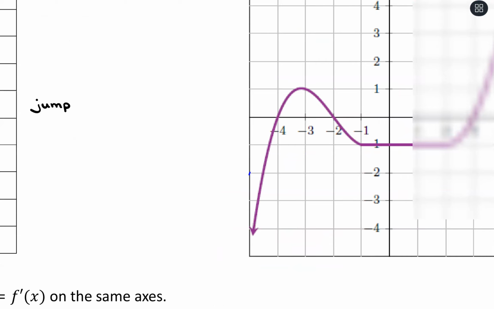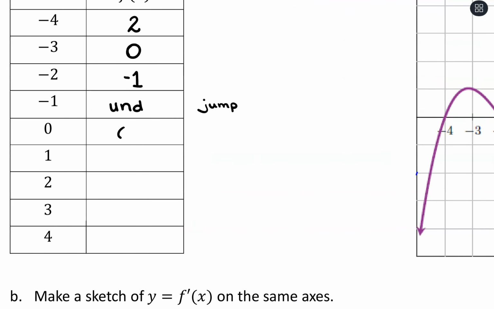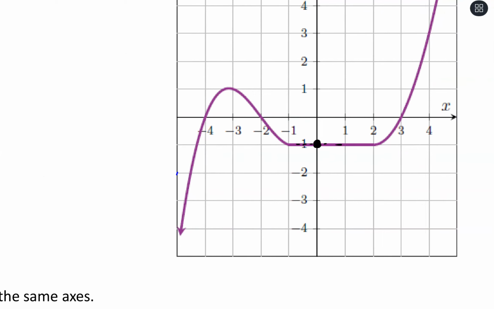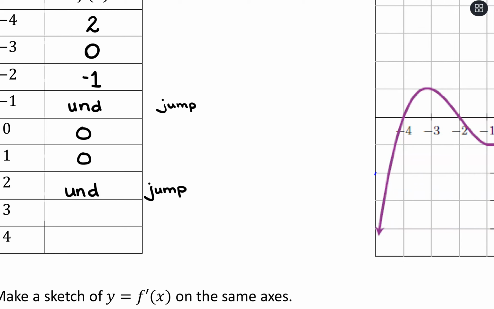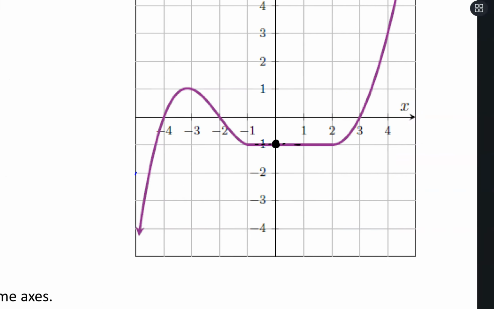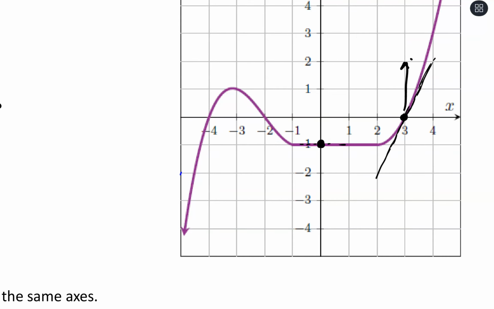So then let's go to 0. And here we definitely have just a flat line. If I graph the tangent line, that's going to have a slope of 0. Same thing at +1. And at +2, we're going to have that same kind of jump. Because it's a corner, we're going to call that undefined for our derivative. And at +3, let's see, we're right here. Let's go ahead and try to graph that tangent line. Let's call that a +2. So again, slope, thinking up to right 1.